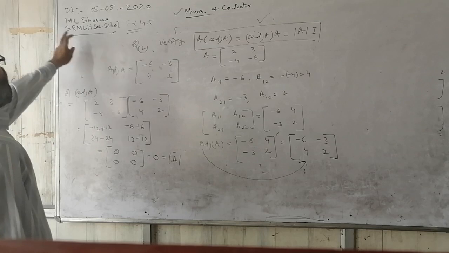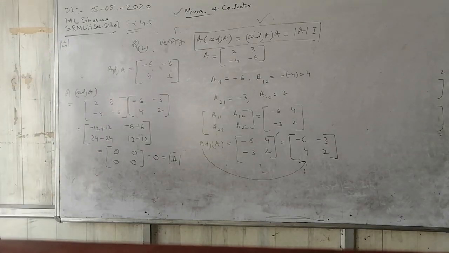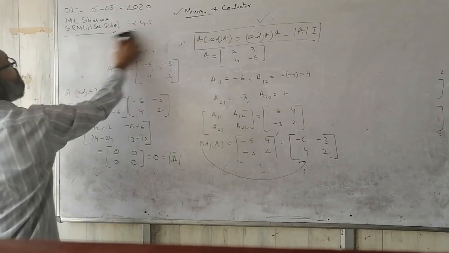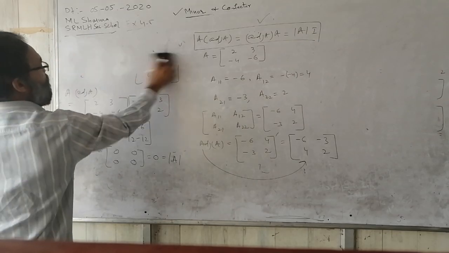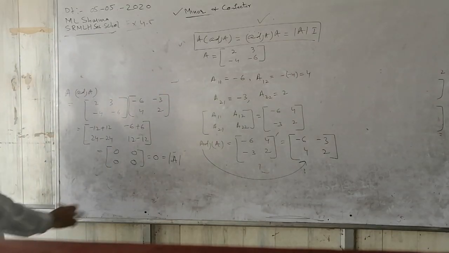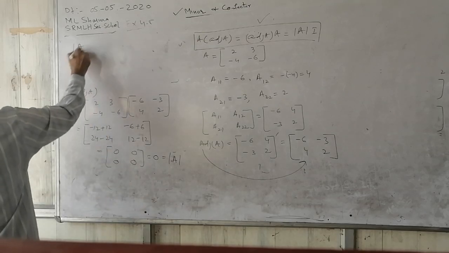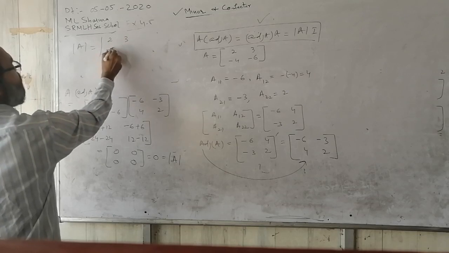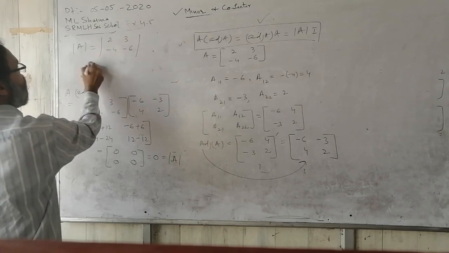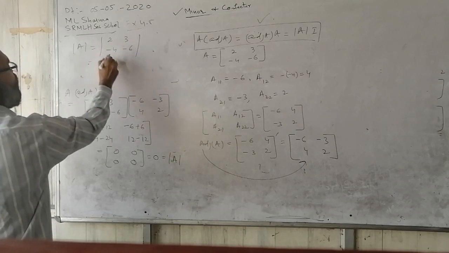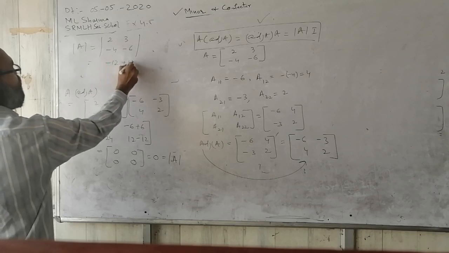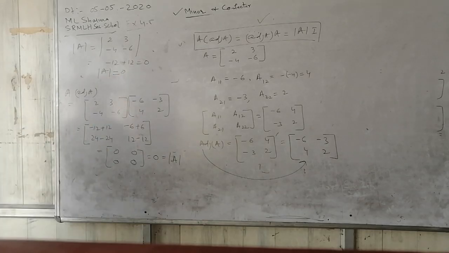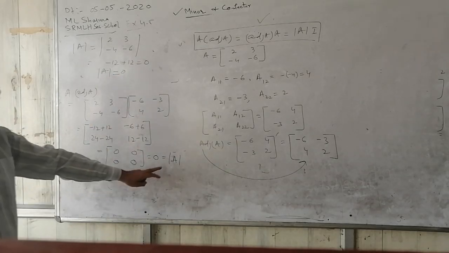Determinant A, can I find its value? Determinant A is 2, 3, minus 4, minus 6. So this will be minus 12, and this is plus 12. It is 0. So the value of determinant A is equal to 0.